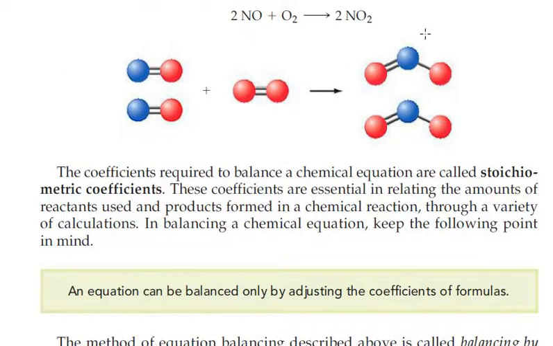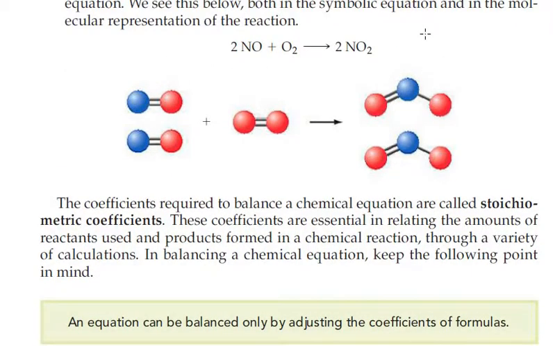And what is the point? An equation can be balanced only by adjusting the coefficients of formulas. So these coefficients, or stoichiometric coefficients, are extremely important for chemistry calculations. We will see it later on.